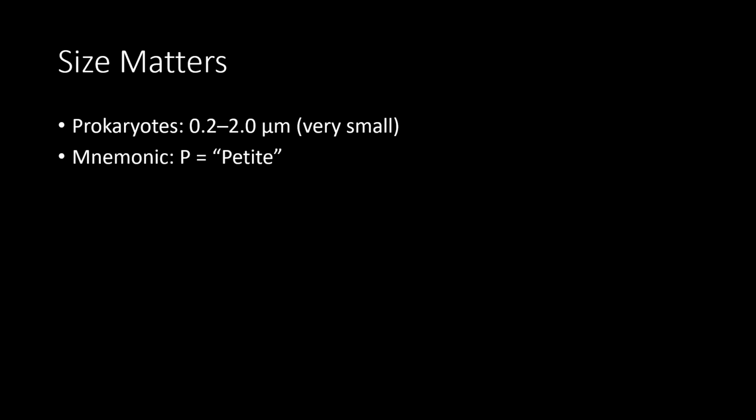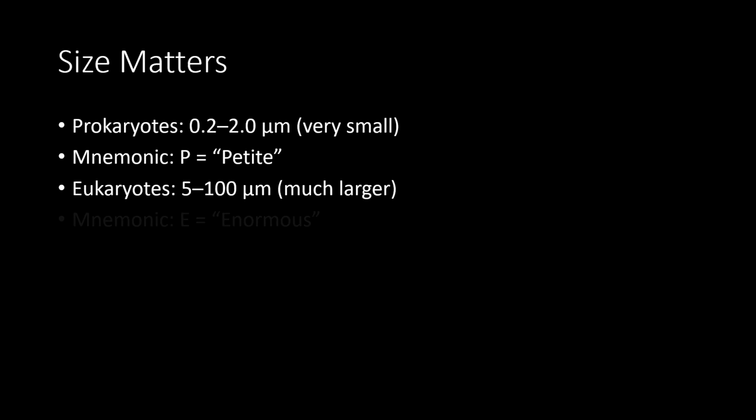When it comes to size, the differences are equally striking. Prokaryotes are small, typically measuring between 0.2 and 2.0 micrometers. Their smaller size helps them absorb nutrients quickly and reproduce rapidly, making them highly adaptable. Eukaryotes, in contrast, are much larger, typically ranging from 5 to 100 micrometers in size. This size allows eukaryotes to support more complex internal structures, such as organelles. You can remember this by thinking prokaryotes equal petite, because they are small, and eukaryotes equal enormous, because they are significantly bigger.